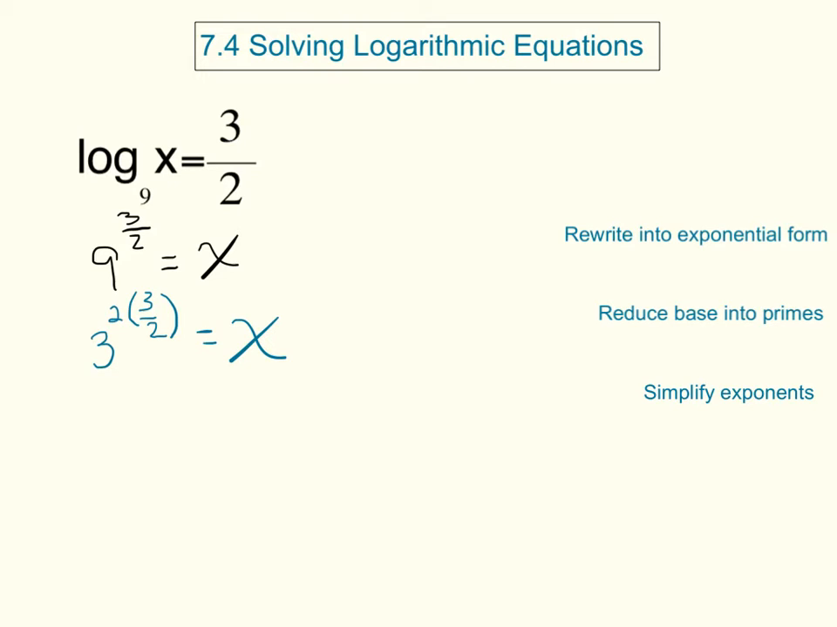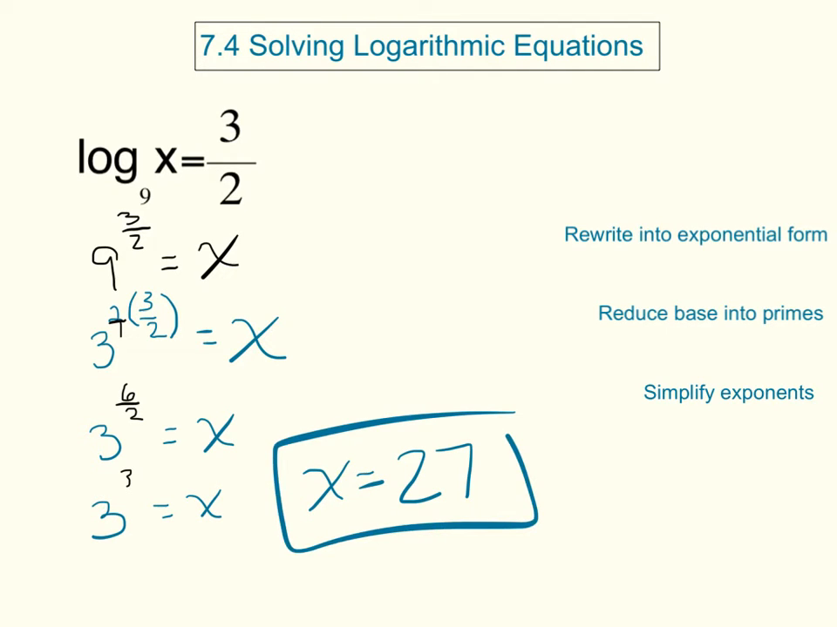Well, 2 is a whole number, so I've got to put it over 1. And then I end up with 3 to the 6 halves as my exponent. 6 halves keeps reducing to 3. Well, 3 to the 3rd power is going to leave me the answer of x being 27.